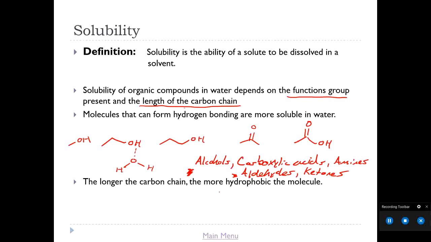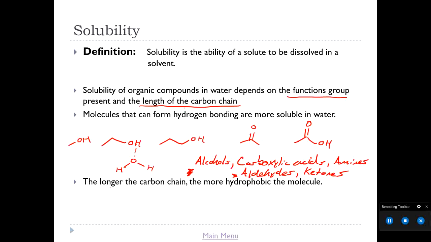We'll talk about other ones later on in more detail, like esters and ethers, and which ones of those are soluble. But today we're sticking with the main ones that you need to know for your exam.